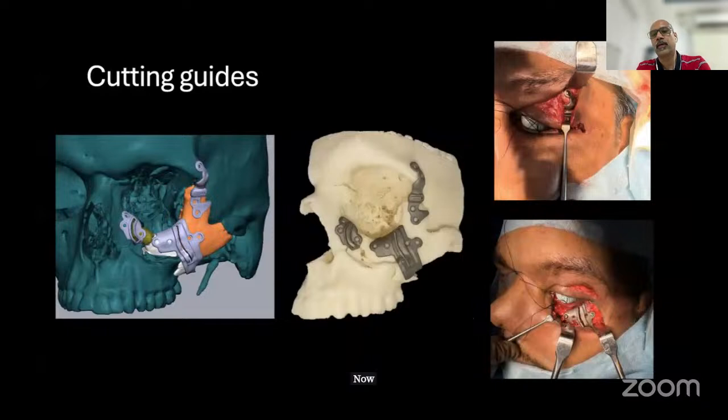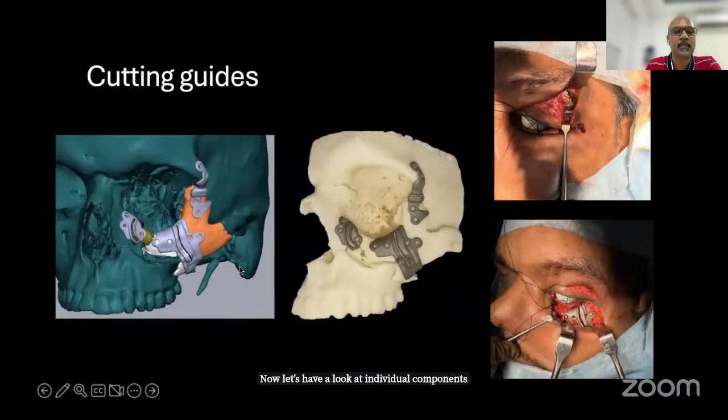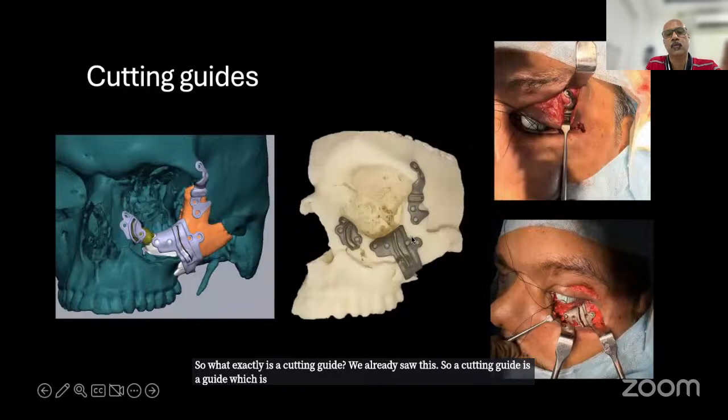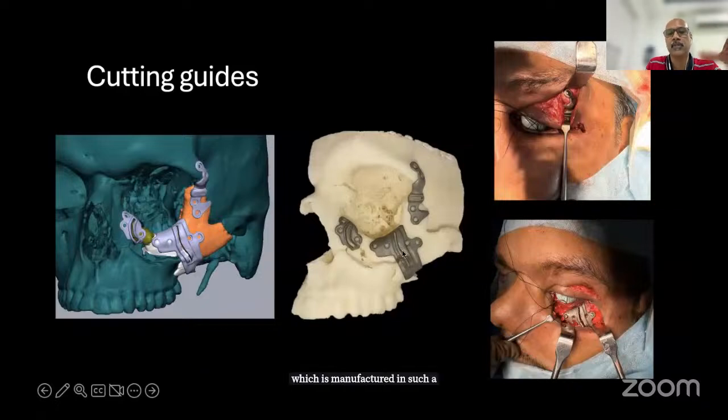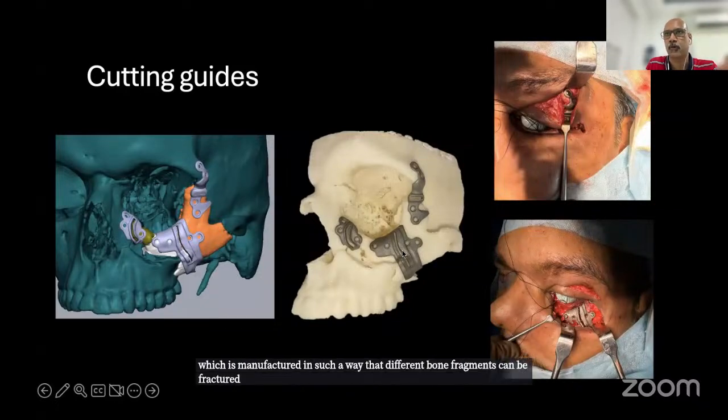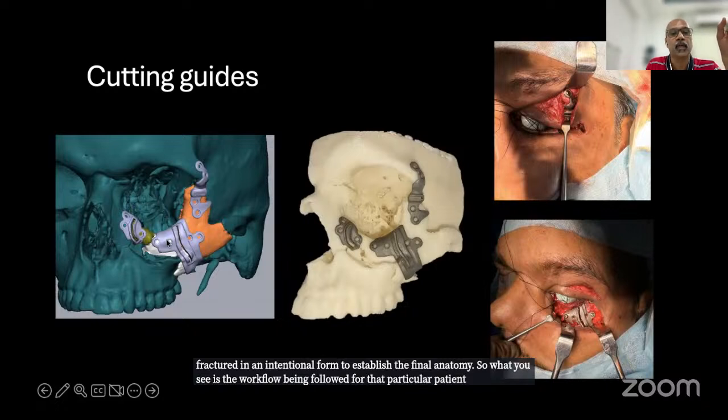Now, let's have a look at individual components. So what exactly is a cutting guide? We already saw this. So a cutting guide is a guide which is manufactured in such a way that different bone fragments can be fractured in an intentional form to establish the final anatomy. So what you see is the workflow being followed for that particular patient. You have a displaced or a malunited zygoma. You have different cutting guides placed here, and you have grooves in this where the particular osteotomies can be made.